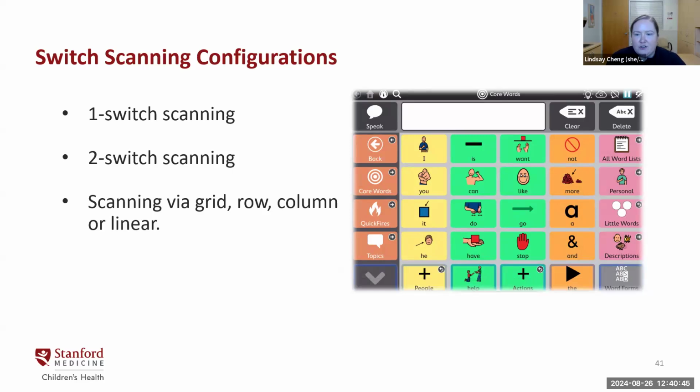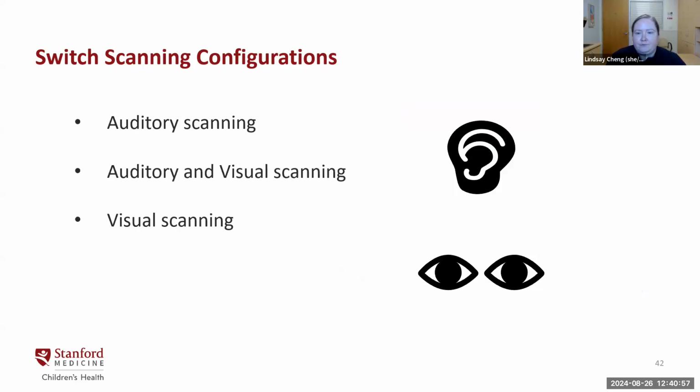Two switch scanning, an individual uses two switches at different access points. One switch generally moves the scan while the other switch selects the key. And we'll see an example of this in later slides. Other types of switch scanning configurations include auditory scanning. An individual relies on auditory prompts only to scan through the choices. For example, the auditory prompt might say topics, groups, quick fires, greetings, next page. Then the individual will activate a switch in order to select the target and continue to scan through their options.